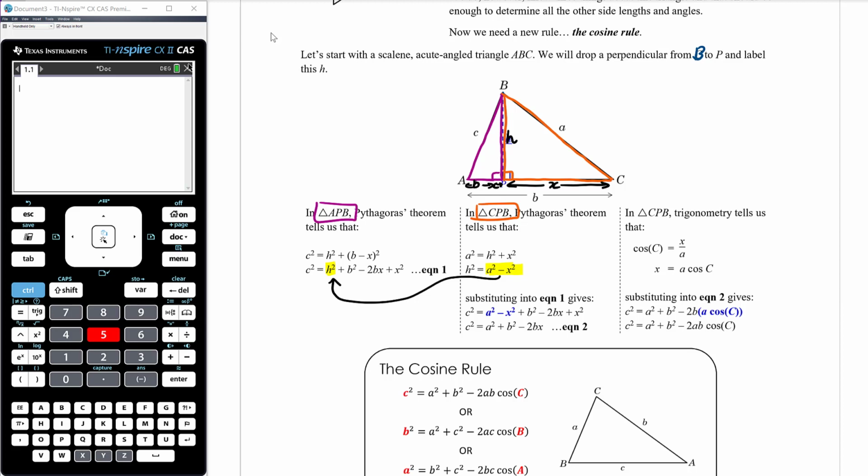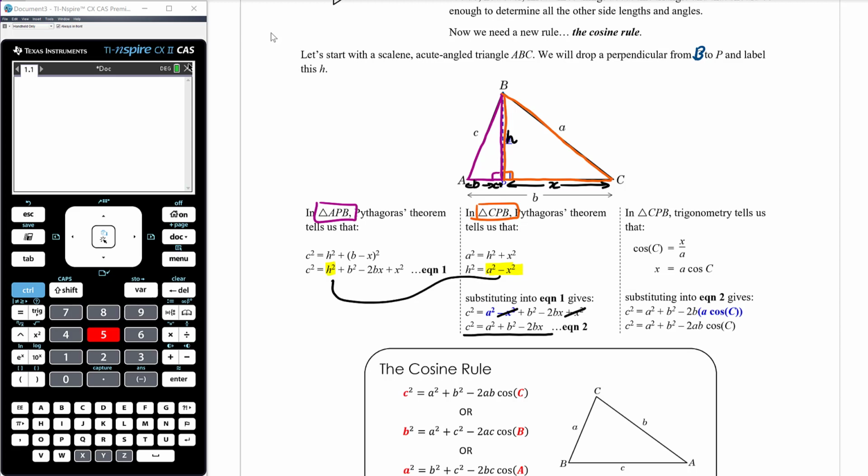And when we do that, we see that this minus x squared and this plus x squared cancel each other out. And so we've now got this connection here: c squared is equal to a squared plus b squared minus 2bx. We're trying to get rid of the x's out of these equations because we're not going to know what that x length is. We're going to know a and b and c and angles, but we're not going to know x. So we're trying to get rid of x. We're also trying to get rid of h, as it's not a side length. We got rid of h out of this equation, and now we need to get rid of x.